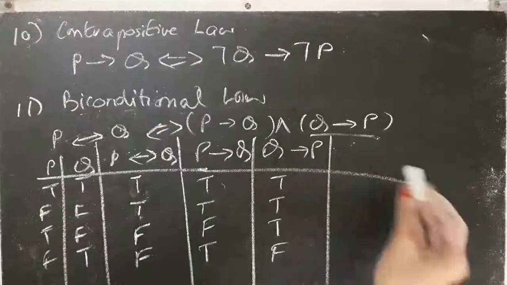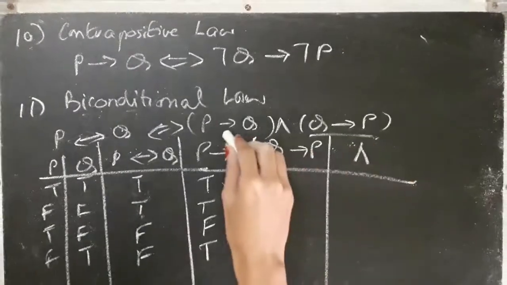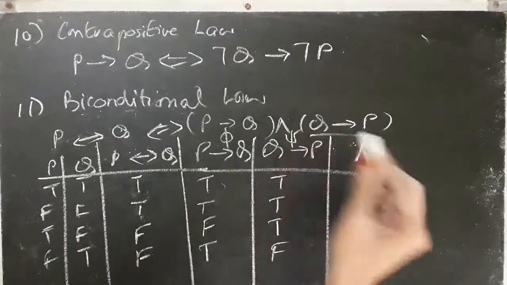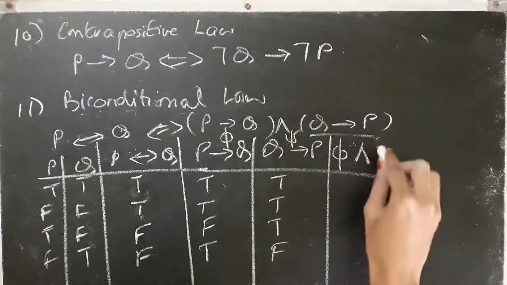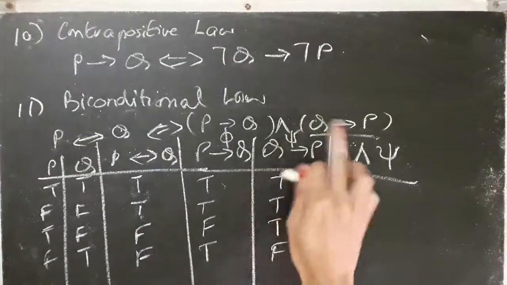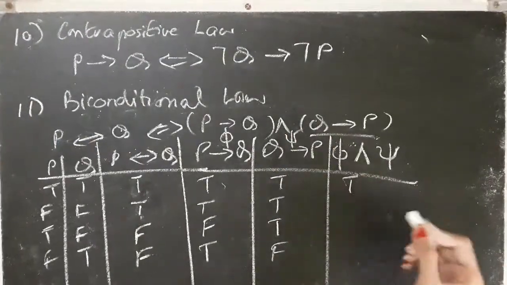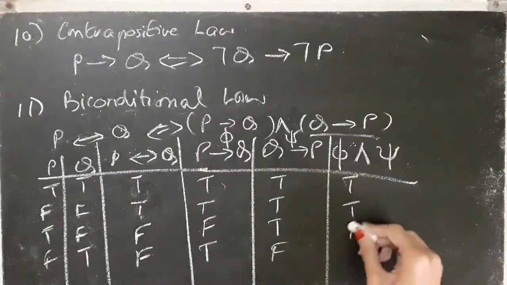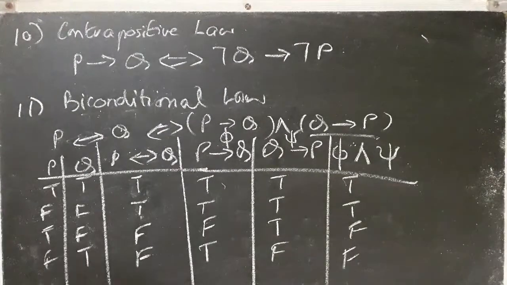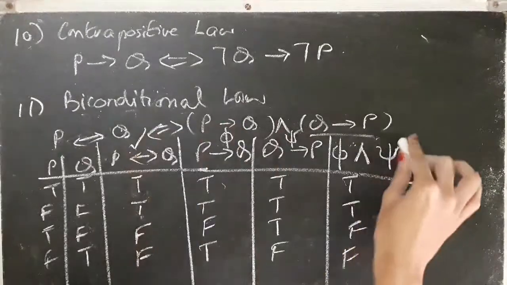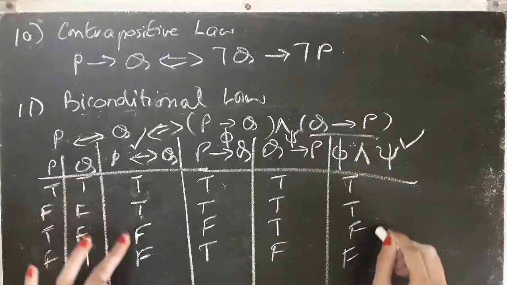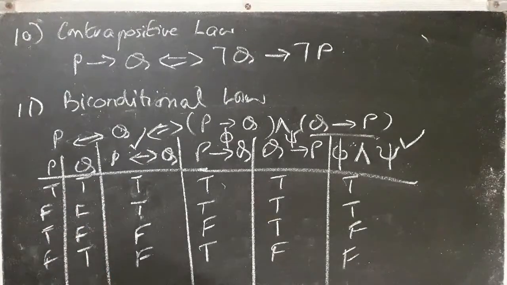Now applying the AND sign here, let us say this is phi and this is psi. So to phi and psi we apply the AND connective. True together, false, false. Now we are concerned with this one and this one. They have the same truth values irrespective of the truth values of their components. Thus we can say that these two statements are logically equivalent and hence we arrive at the proof of the biconditional law. With that we come to the end of the conditional laws.